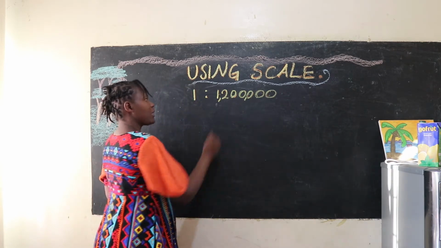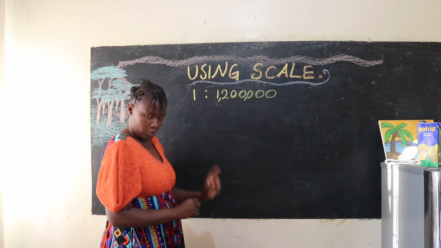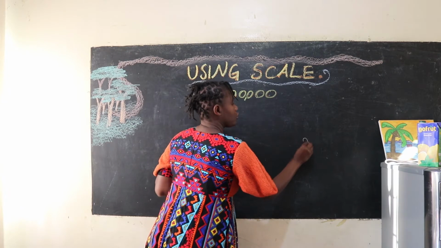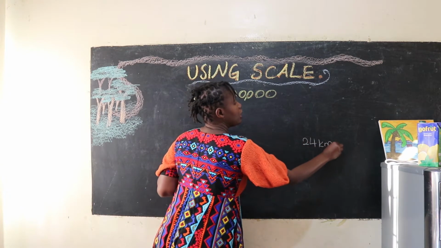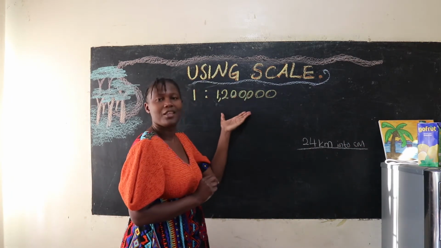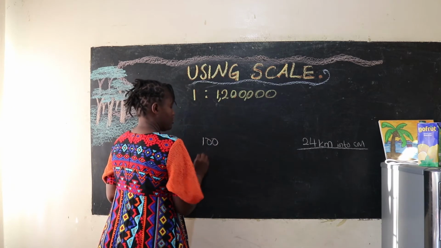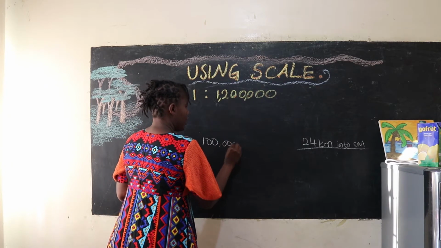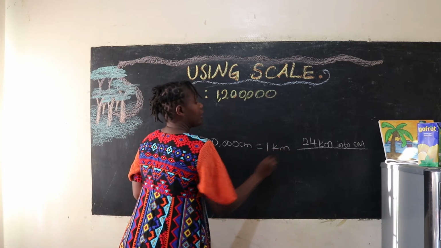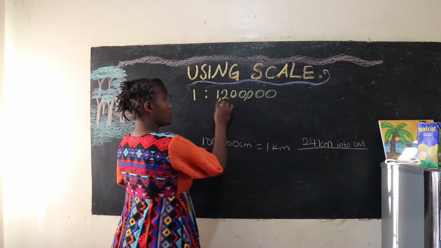So the idea is we have to change these centimeters back into kilometers in case the question is asked in kilometers. You could be asked, if this is the scale, then change 24 kilometers into centimeters using the scale. So we have to know that 100,000 centimeters equals 1 kilometer.